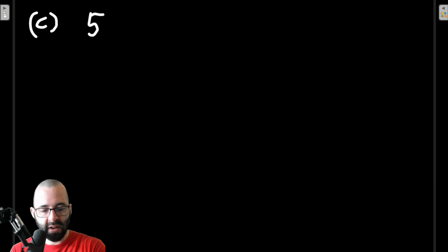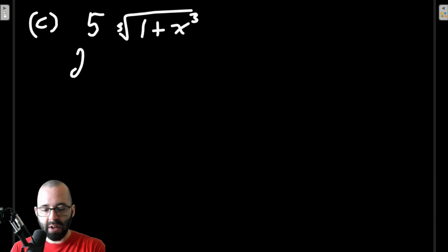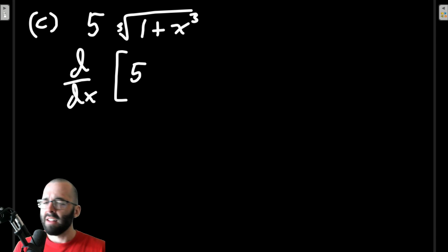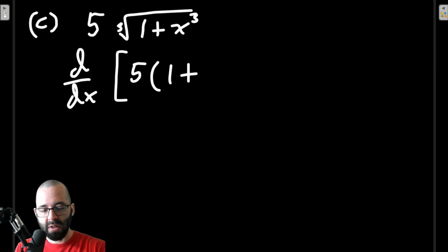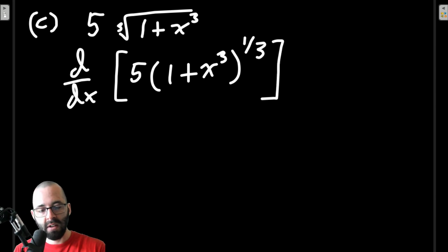Last thing we want to take the derivative of is 5 times the cubed root of 1 plus x cubed. So we're going to begin this like we've been beginning other things. This is the derivative of 5. Let's rewrite the radical. Power rule doesn't work great with radicals, so let's write it with an exponent. We're going to write 1 plus x cubed, and the exponent becomes 1/3: cubed root is 1/3, square root is 1/2.